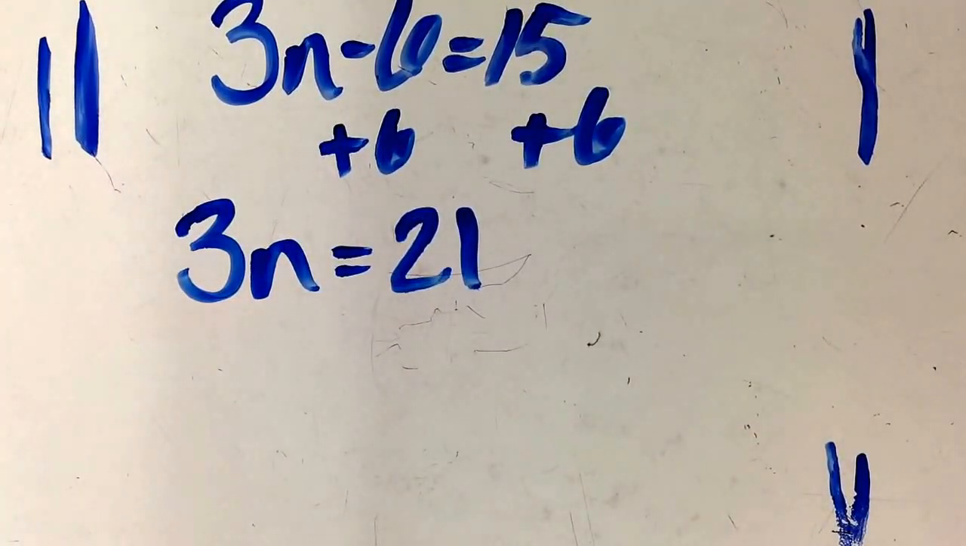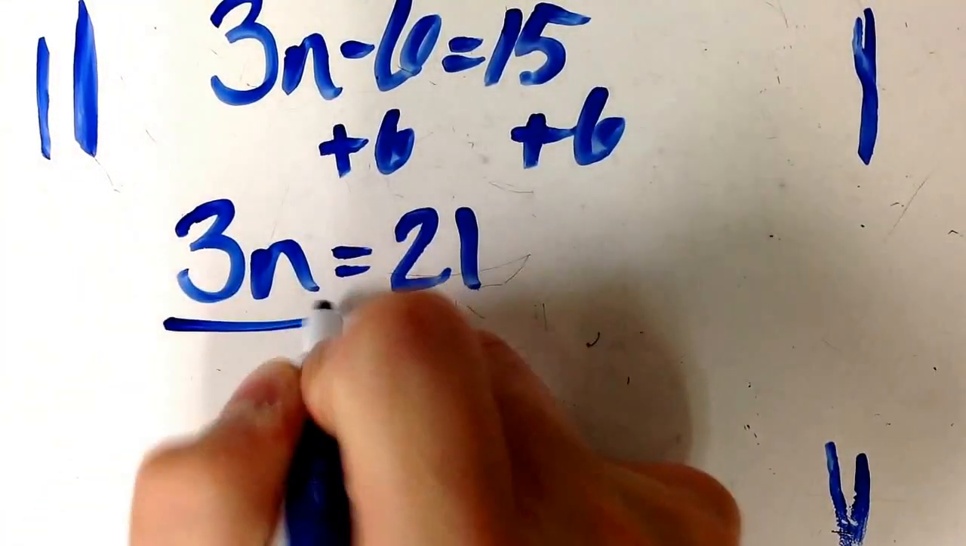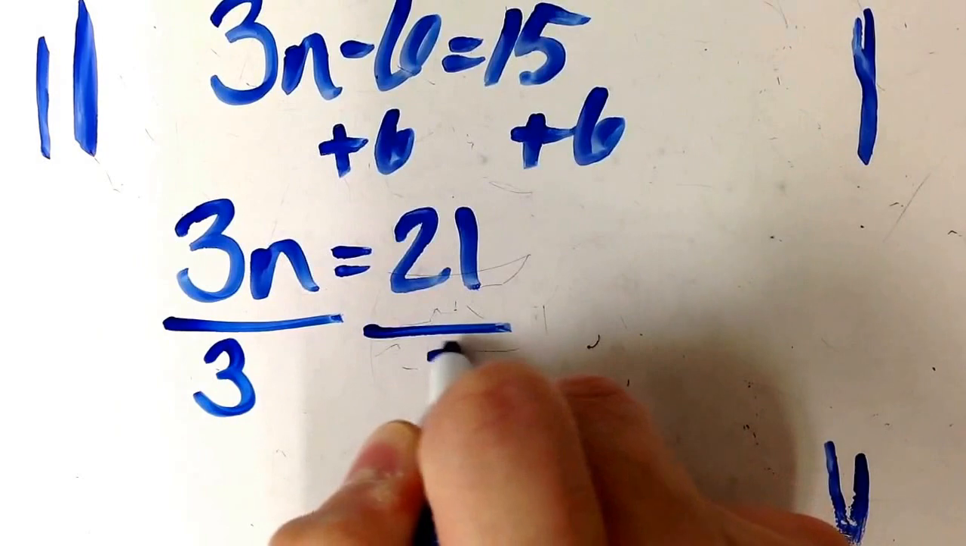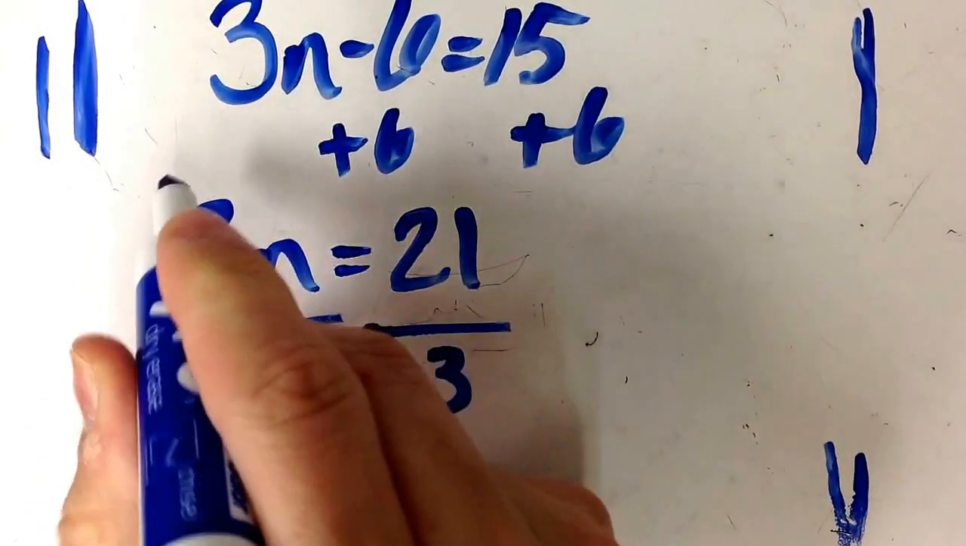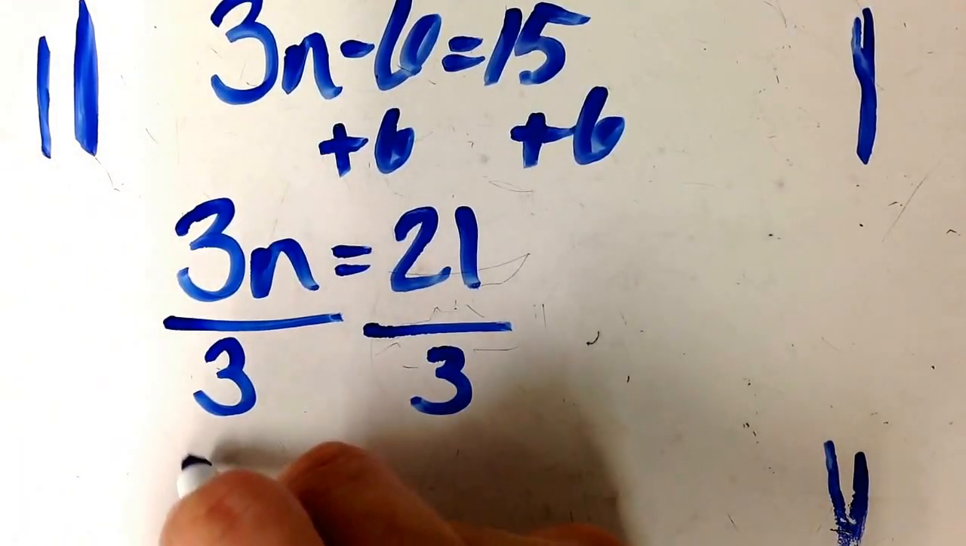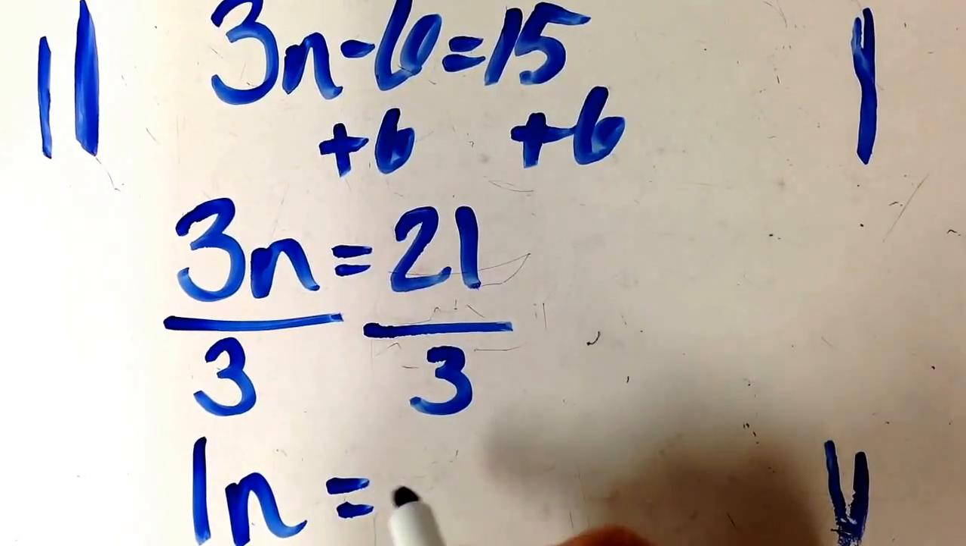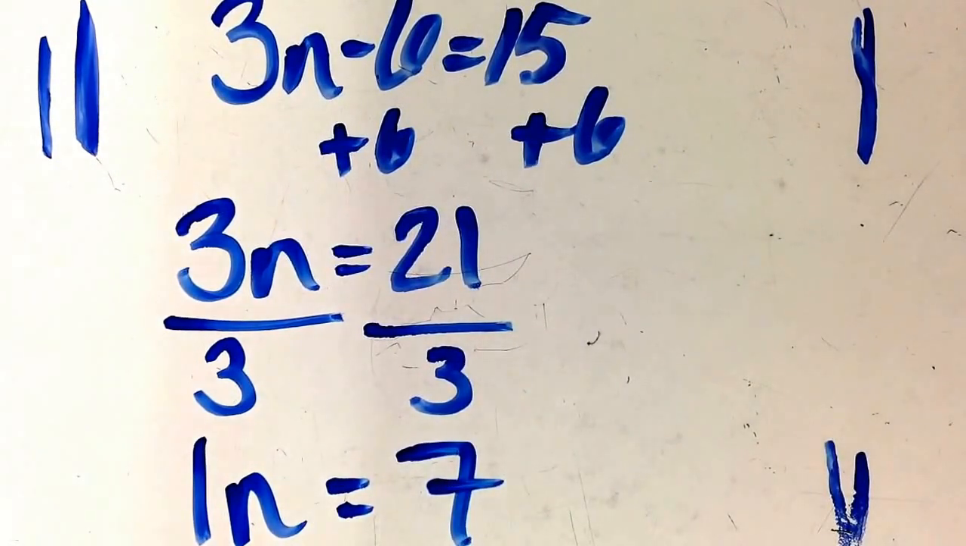Then I look and I see that, again, 3 is being multiplied to n, and so the opposite function with the same number. Again, this second time, our second step, divide each side by 3. And so 3 divided by 3, or 3 over 3, remember any number over itself is equal to 1, leaves me with 1n, or just plain n, equaling 21 divided by 3, that's a math fact, 7. So 1n equals 7.